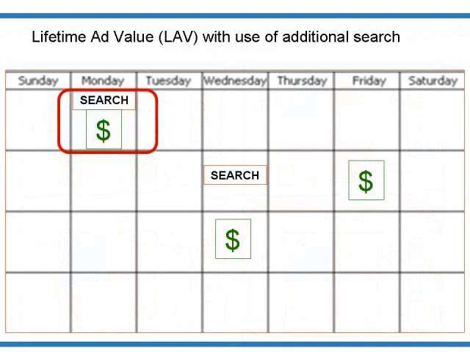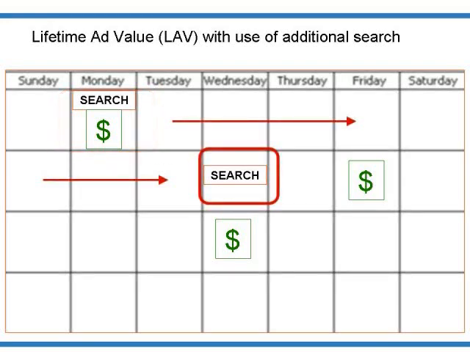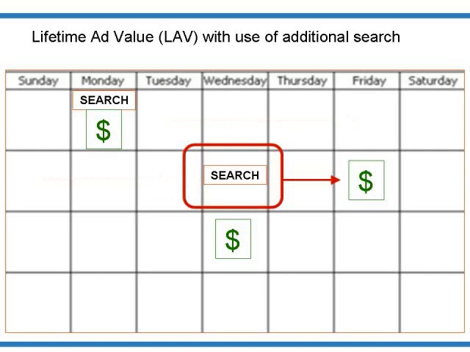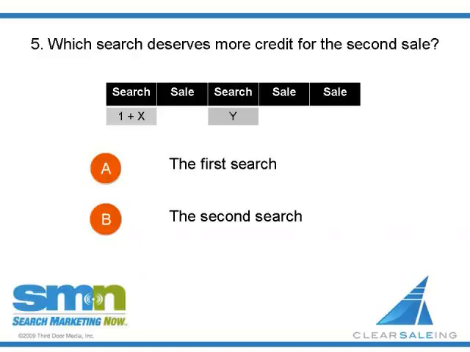In this purchase path, a search was done, and on the same day, a purchase was made. Over a week later, another search occurred, and a purchase followed 2 days later. Then, less than a week later, a third purchase was made. If both searches are a crucial part of the sale, which one deserves more credit for the second sale?